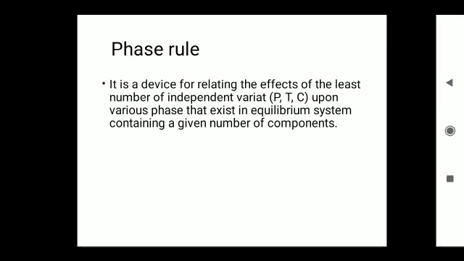While observing water, it will contain the three phases: gaseous phase, liquid phase, and solid phase. They exist in equilibrium. There are different types of factors or effects, called independent variables, like pressure, temperature, and concentration. These effects can be described by the phase rule.